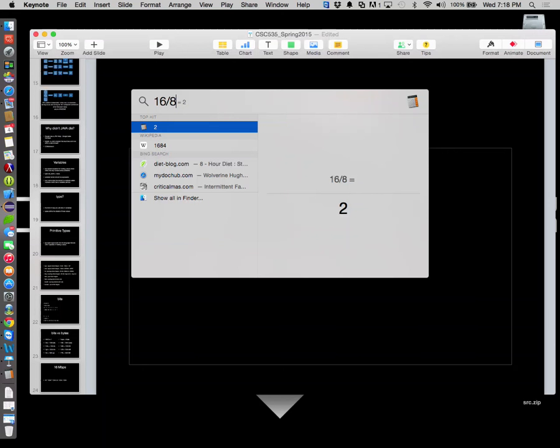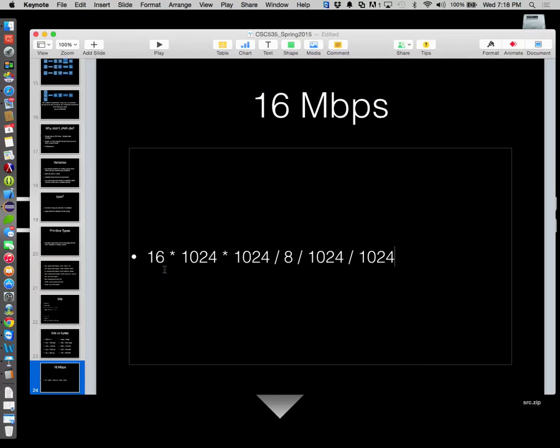Megabits to megabytes is divided by 8. So your internet connection is capable of a maximum speed of 2 megabytes per second. If you've ever seen your internet download faster than 2 megabytes per second, then it's not 16 megabits per second. So back to your question, this is megabits per second, 16.